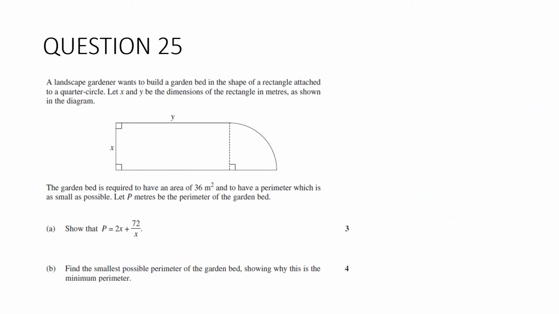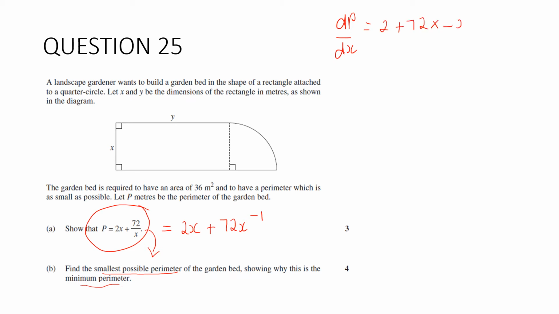Now don't forget that if you can't do this part, you can use it to have a go at part B. Find the smallest possible perimeter of the garden bed, showing why this is the minimum perimeter. Alright, this is a max-min question. We need to do the derivative. So let's tidy this up into index form firstly, and let's do dP dx. The derivative of 2x is 2 plus 72 multiplied by negative x to the negative 2. Tidying it up, I get 2 take away 72 on x squared.